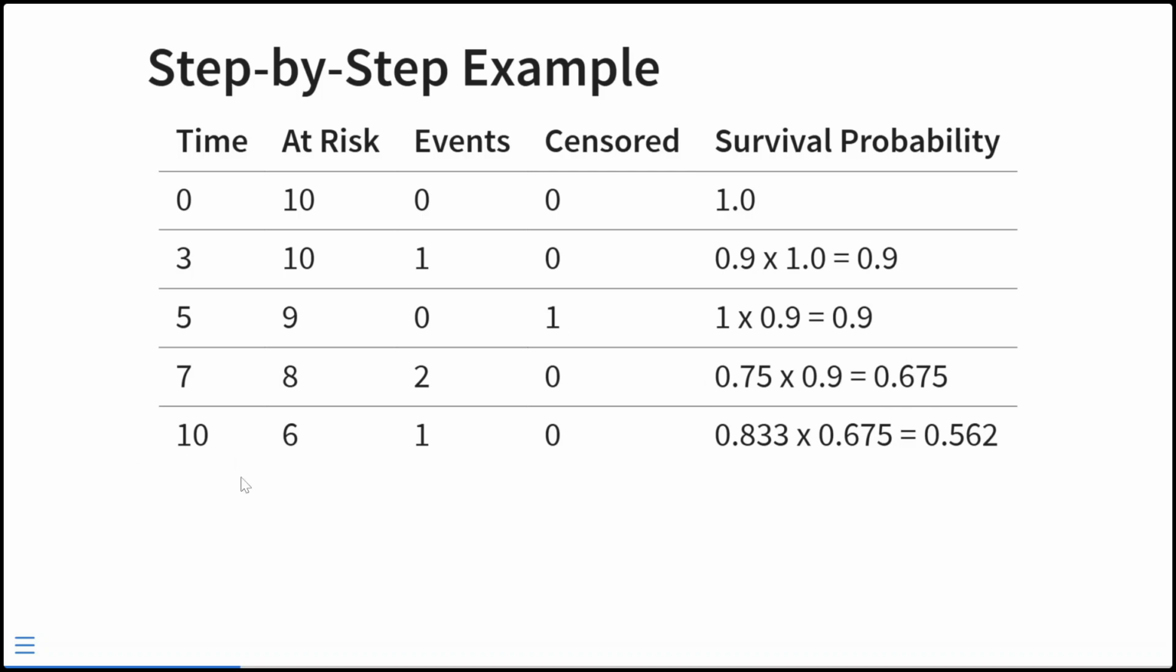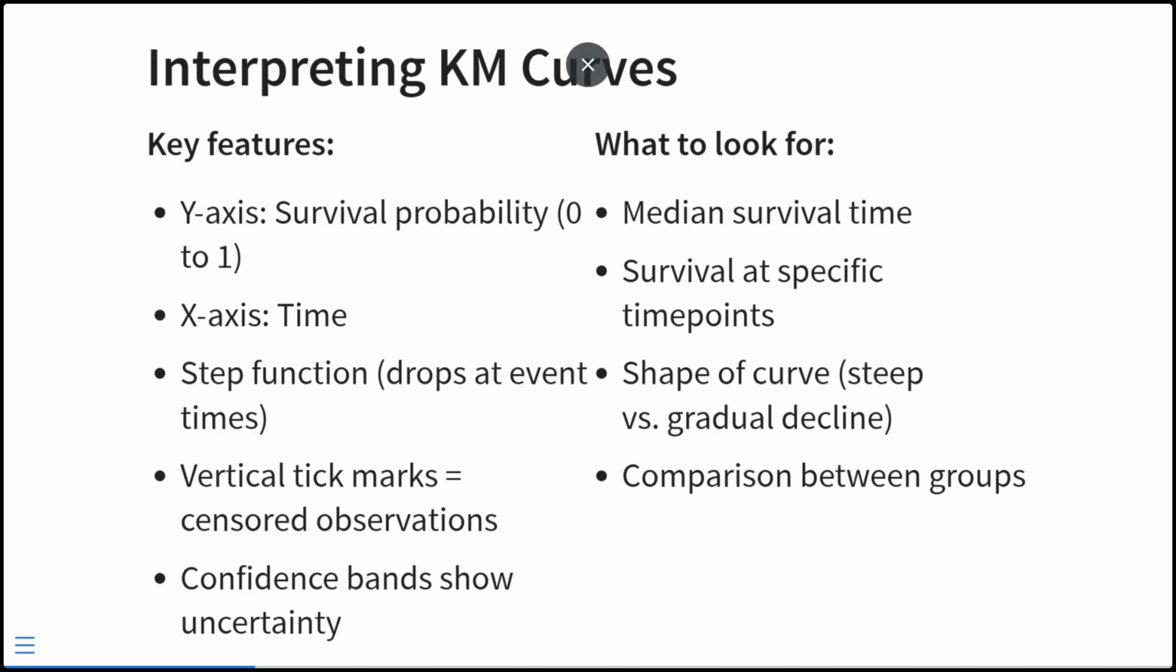At time 10, the number at risk is 6, the number of events is 1, and the number censored is 0. We now subtract 1 divided by 6 from 1, and we multiply it with our previous probability, which is 0.675. So our final survival probability is 0.562. So the survival probability, the probability of patients surviving at each time, is these values that you can see in this table. So how do you interpret the KM curve now?